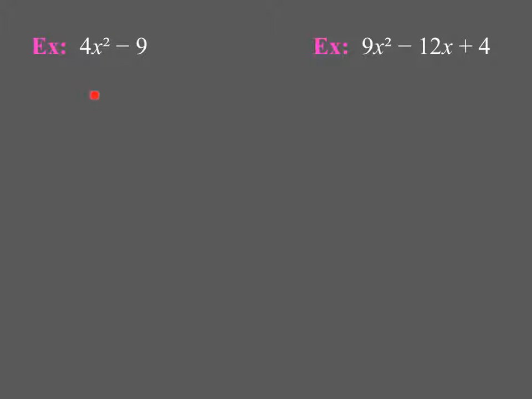Here I have a binomial, and there's no GCF. 4 and 9 don't have anything in common, and this doesn't have any x's. But what I do notice is that because it's subtraction, it's the difference of two squares. This is a perfect square, and this is a perfect square, which follows the formula. The difference of two squares, a squared minus b squared, came from a plus b times a minus b.